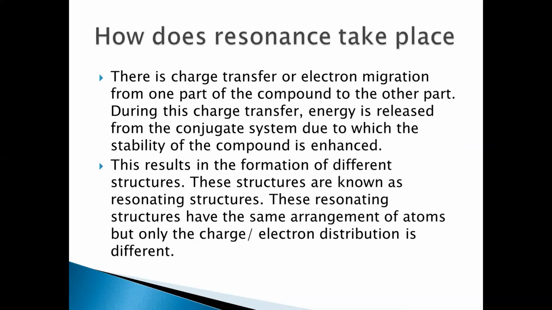Resonance takes place due to migration of charge or electron migration from one part of the compound to the other part. During this charge transfer, energy is released from the conjugating system. That is called resonance energy. Whether the resonance energy is low or high will decide the stability of the compound. The resultant formation of different structures, these structures are known as resonating structures.